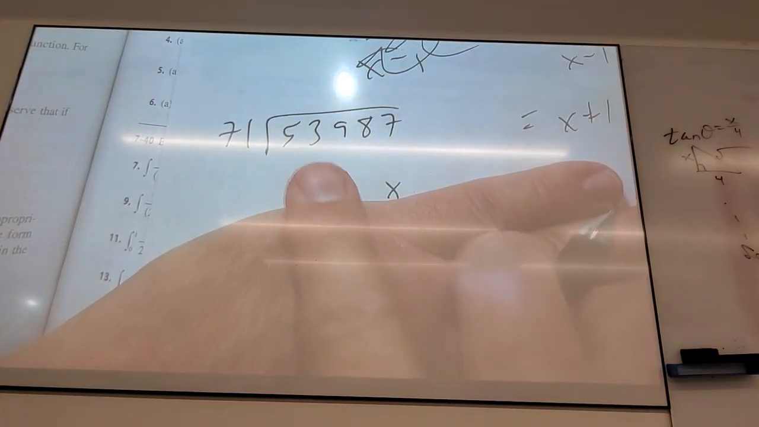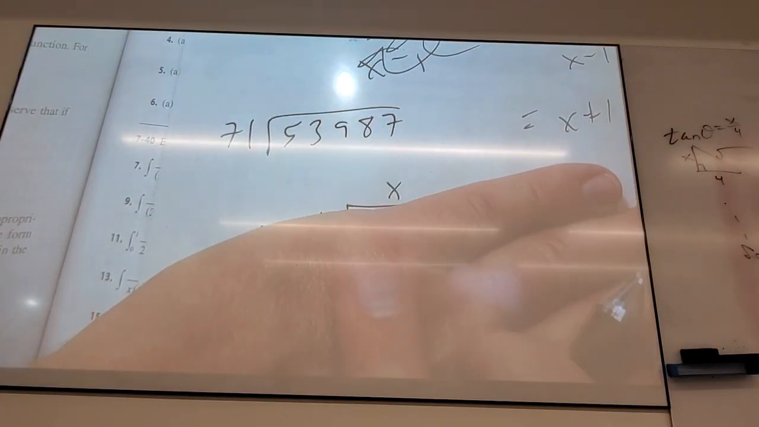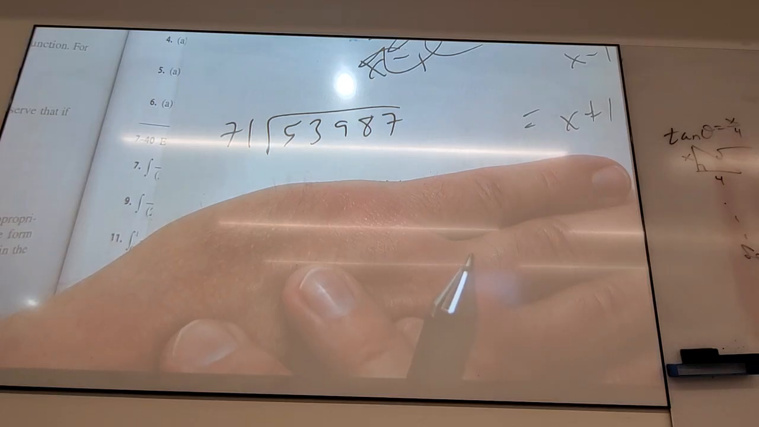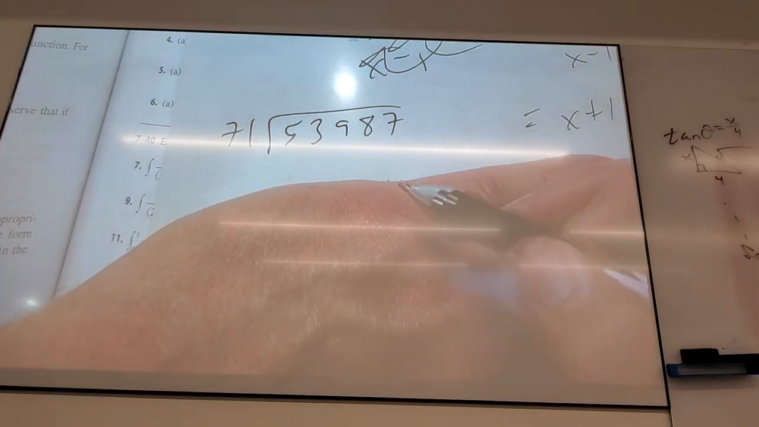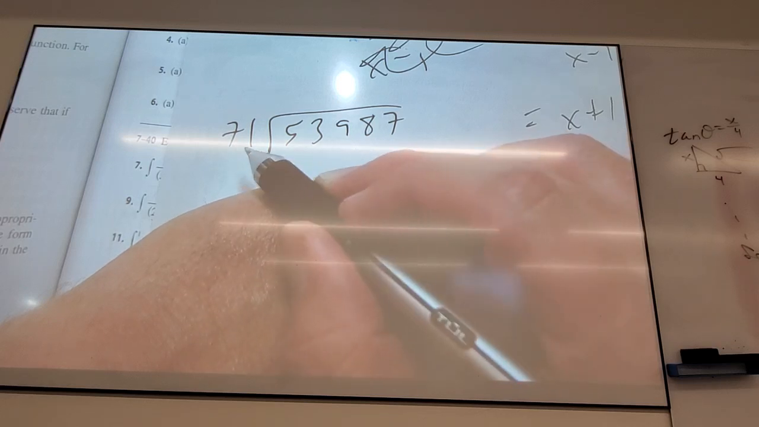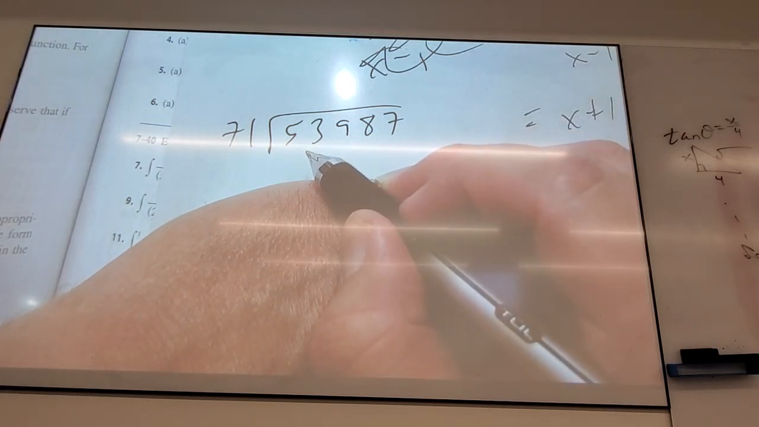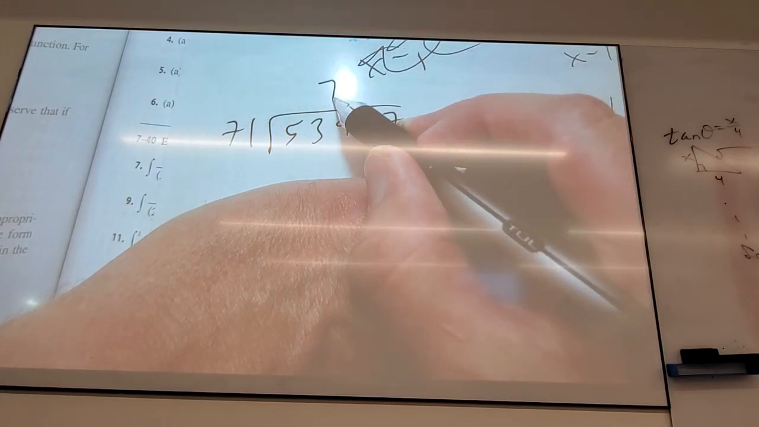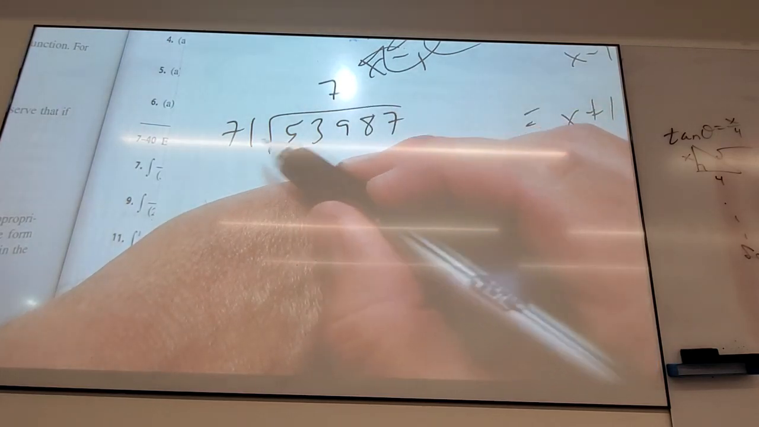What would you put up top? You can do it, come on. It would be a 0 for the first digits. Uh-oh. You're not going to think 71 into 539. You're going to think 7 into 53. Is anyone catching yourself doing that? Wouldn't you put a 7 up here? Because 7 goes into 53.